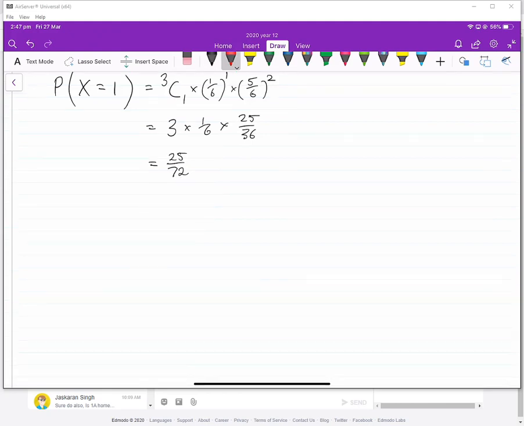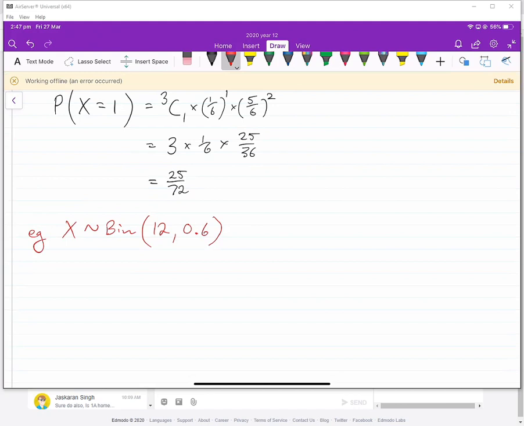But just say, e.g., if you get given that x is binomially distributed for, say, 12 and 0.6. Okay, find the probability that x is equal to, say, 5. This is what we want to look at. Okay, so we have a 60% chance of success 12 times. And what's the chance that we get it successful 5 times? That's what this is asking us to find.